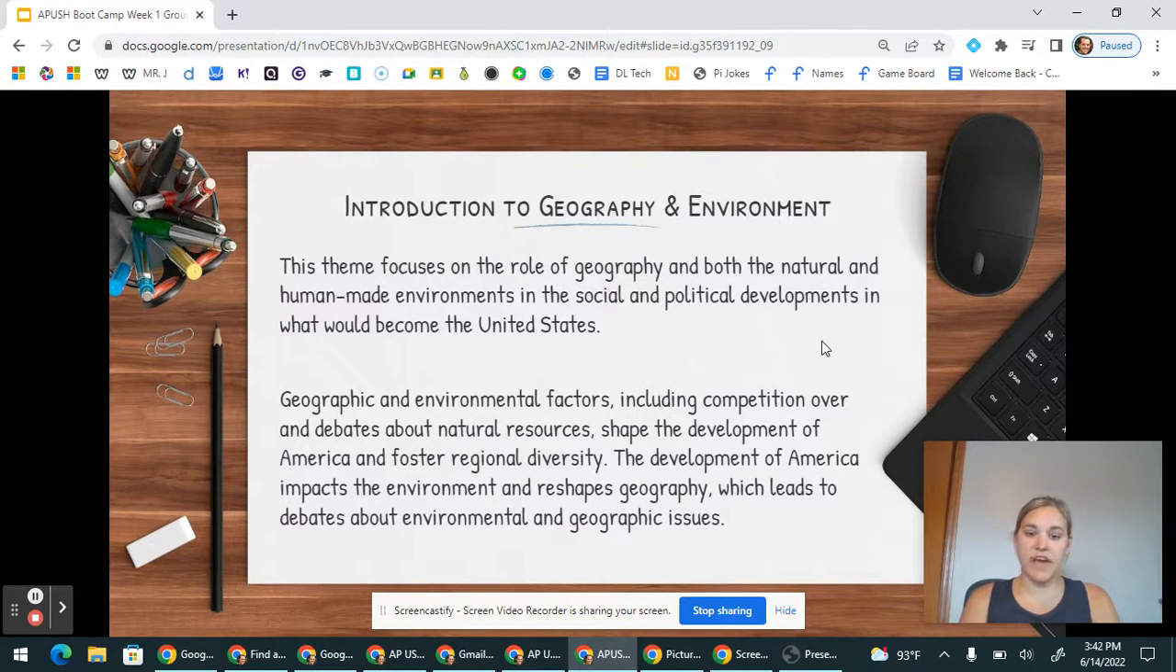Geographic and environmental factors, including competition over and debates about natural resources, shape the development of America and foster regional diversity. The development of America impacts the environment and reshapes geography, which leads to debates about environmental and geographic issues.